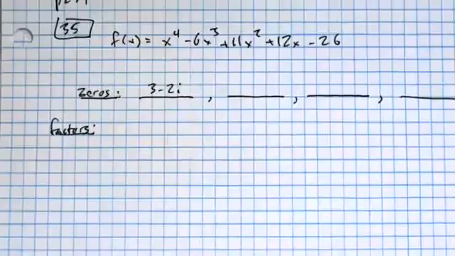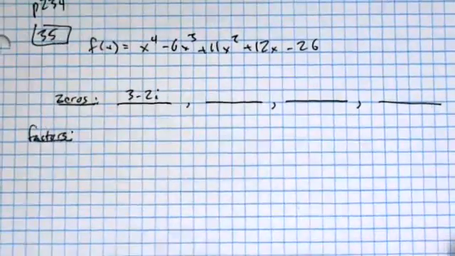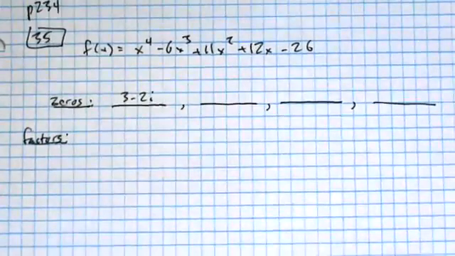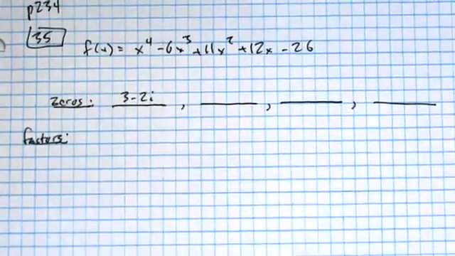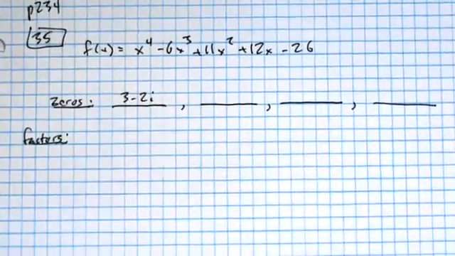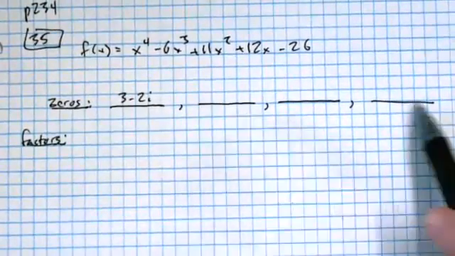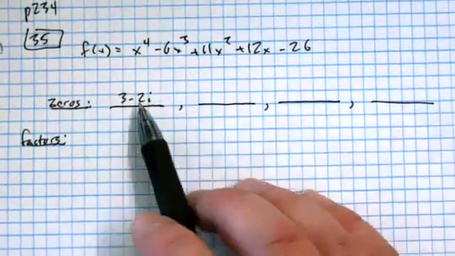All right, so this is number 35 from page 234. They gave us a function. It's a fourth degree polynomial. By the fundamental theorem of algebra, I know it's going to have 4 zeros. And they gave us one of those zeros.